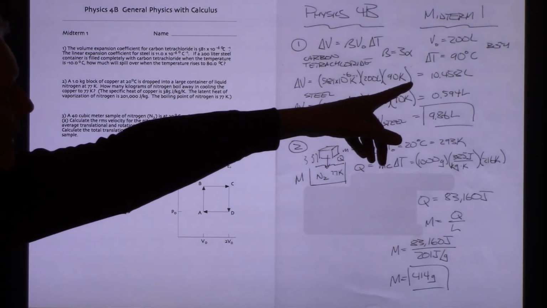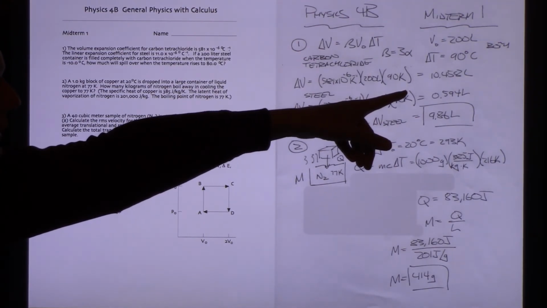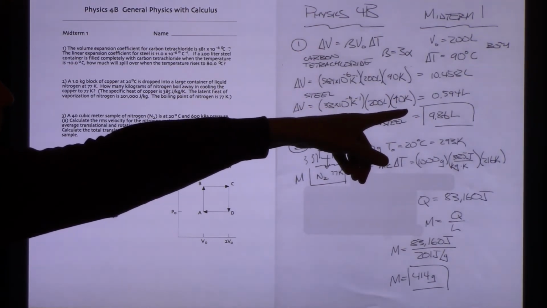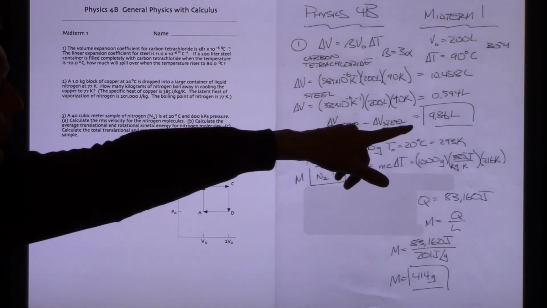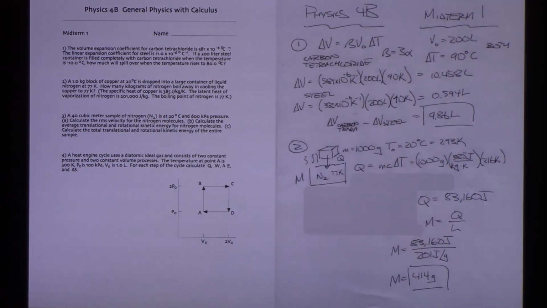The numbers we got, the 10.458 liters, and then subtracting off the 0.594 liters leads us to 9.86 liters, and that's it. That's our answer. That's how much overflow we expect to have.